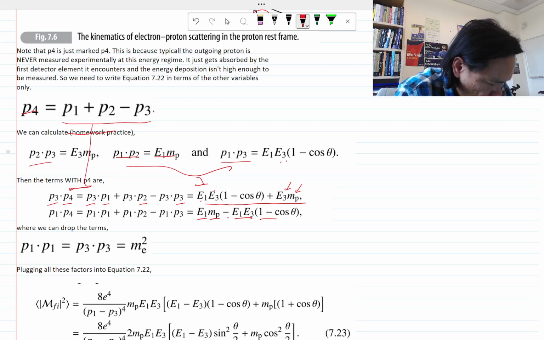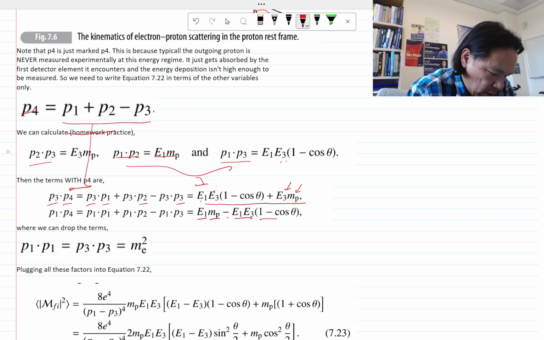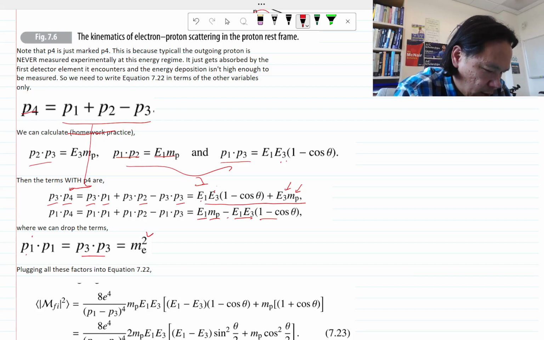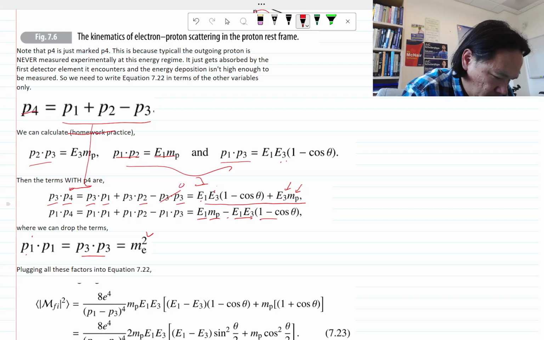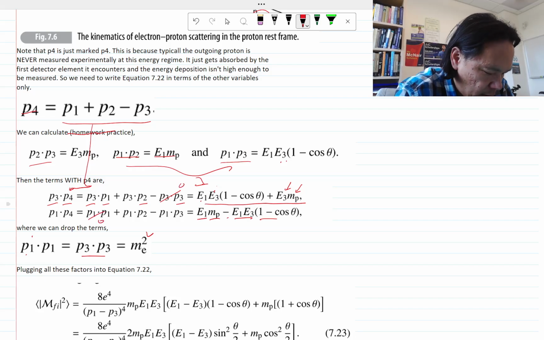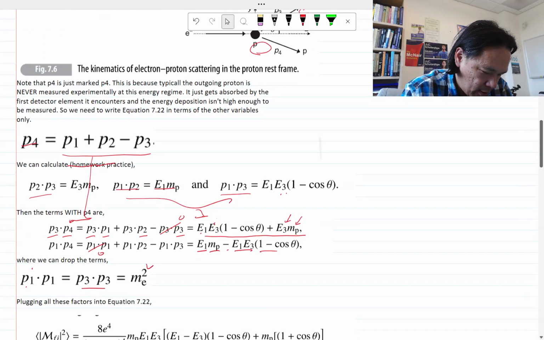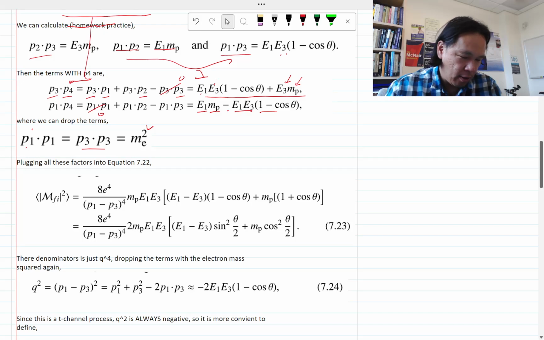In this part, we also dropped P1.P1 because that's the mass of the electron squared, and P3.P3, which is also the mass of the electron squared. So these are actually 0. Well, close enough to 0, because it's only half an MeV squared. Now we have all these dot products, and we get to plug that all into here.